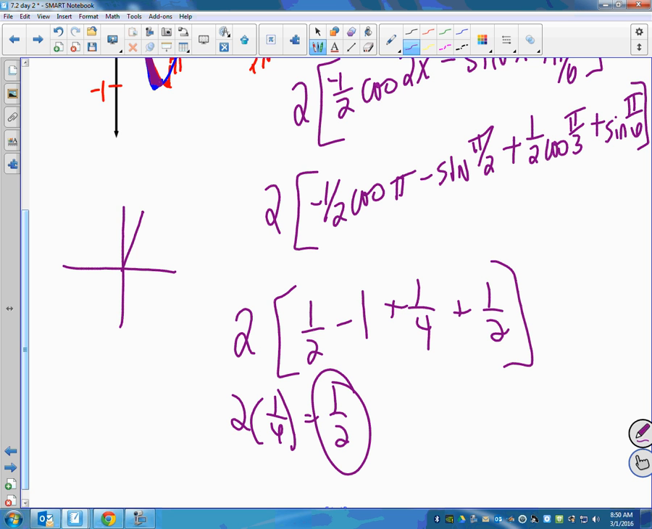I've done this before, and I left that 2 off, and then I said my answer was 1/4, and I forgot that I was doubling it. So really fun. Do that and keep that 2 out front the whole time. Love that.